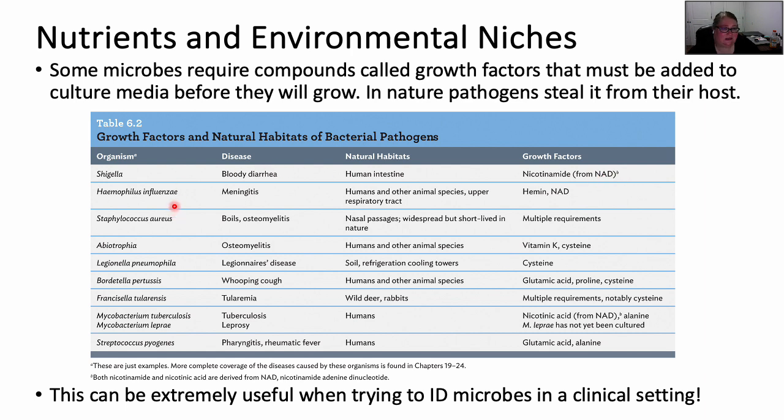So this next one is Haemophilus influenzae. They need NAD like Shigella, so that needs to be a growth factor, but it also needs hemin. Hemin is what you get when you lyse, or break apart, red blood cells.